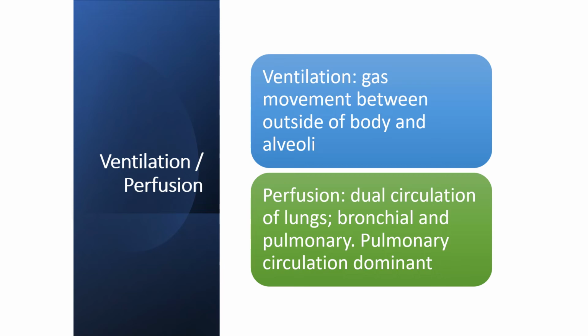So in summary, the story so far: ventilation is defined by the gas movement between the outside of the body and the alveoli. Perfusion, we need to think about the dual circulation of the lungs. As I mentioned in lecture 1, there is a bronchial artery system that supplies nutrients and removes waste from lung tissue, but also the pulmonary circulation, which is the circulation of interest to us at the moment. And it's the pulmonary circulation that's dominant within lung tissue.